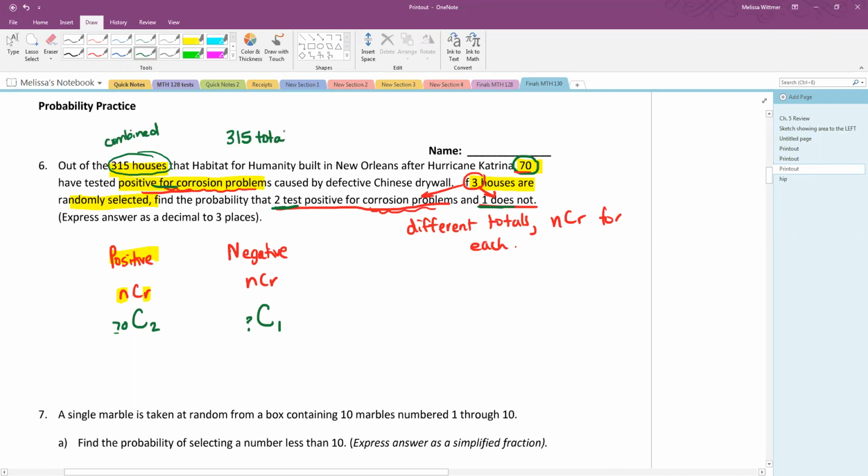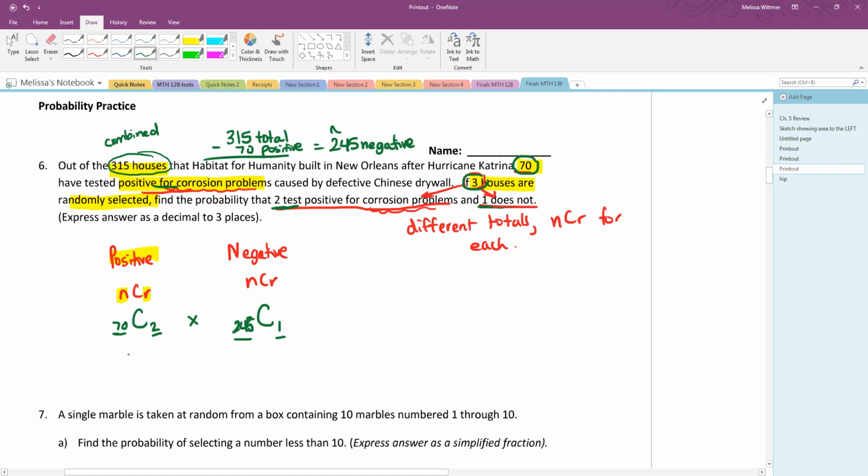There's 315 total, minus 70 that are positive, and so your missing total is just the difference, 245. That must have been negative. So that's my N, 245. If you add up the left side numbers, that should total up to 315 combined. And if you add up the right side numbers, 2 and 1, the total is 3 houses that we want to pick altogether. So let's multiply this together, because we're always using that fundamental counting principle that says you multiply the number of ways to pick each.